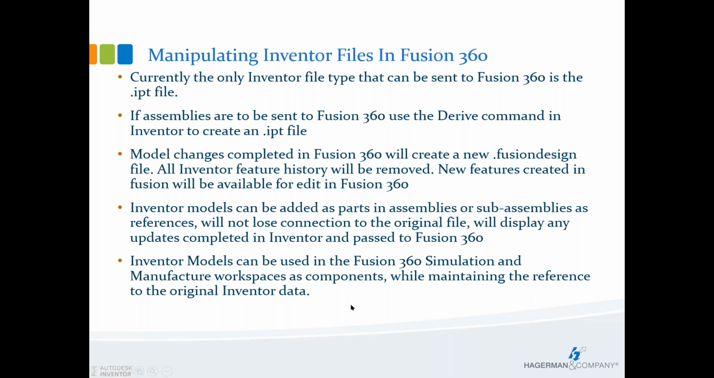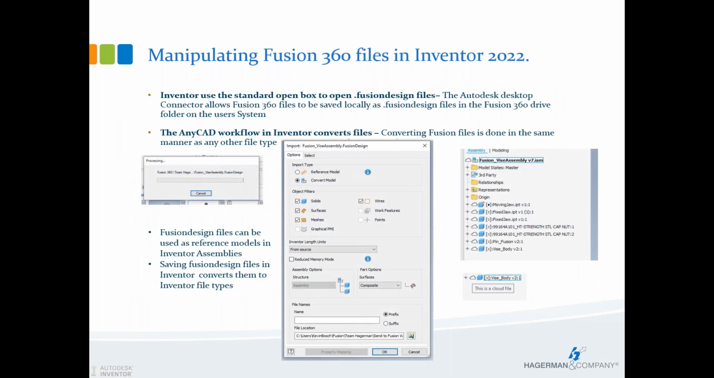Inventor models can be used in the simulation environment, in the workspace environment, while maintaining the original Inventor data, as long, again, as those are used as components inside of Fusion Design. If you take an Inventor part model and pull it into the simulation side, for instance, in Fusion, and run a simulation on it, it's going to convert that model to a Fusion file specifically. Again, leaving the Inventor file alone, but that reference is lost. Any changes to the Inventor file at that point, if it's just a single, won't come through.